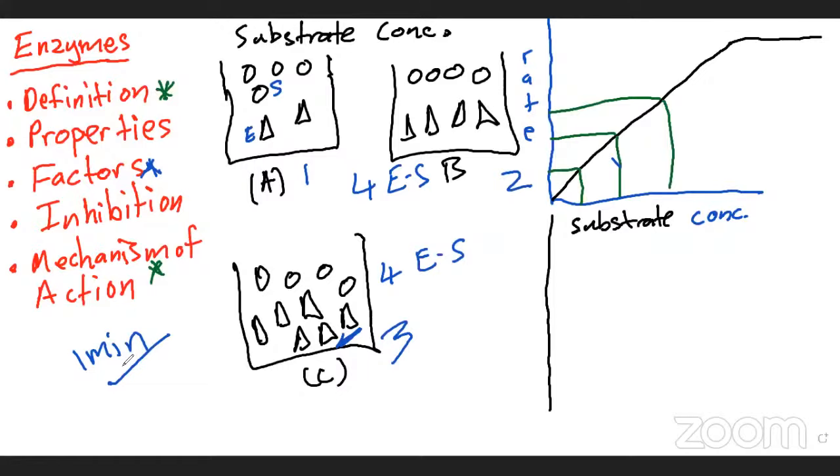Eventually, all of them will form four. But in a given period, the one with more enzyme will form them quicker. So we are not looking at the amount, we are looking at how quickly it forms it. Not that both of them can give four, but how quickly it does. All right, so I hope that cleared it up for you, why this one would not have the same rate as this.